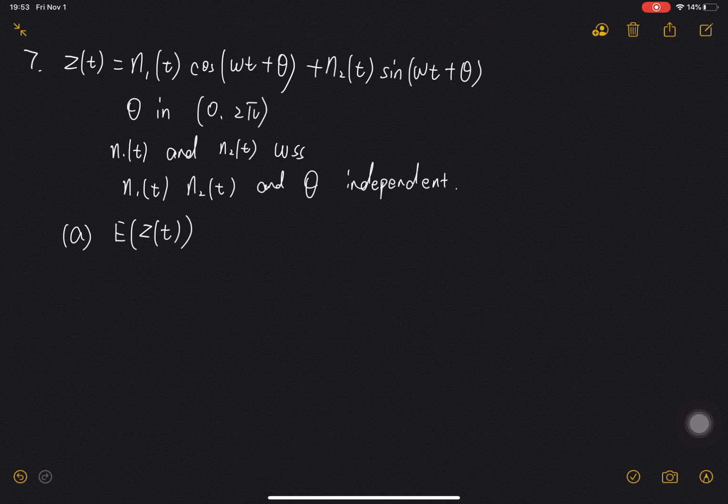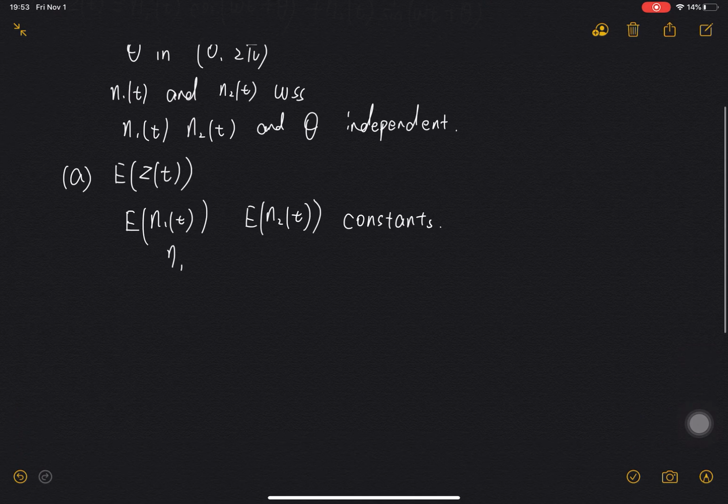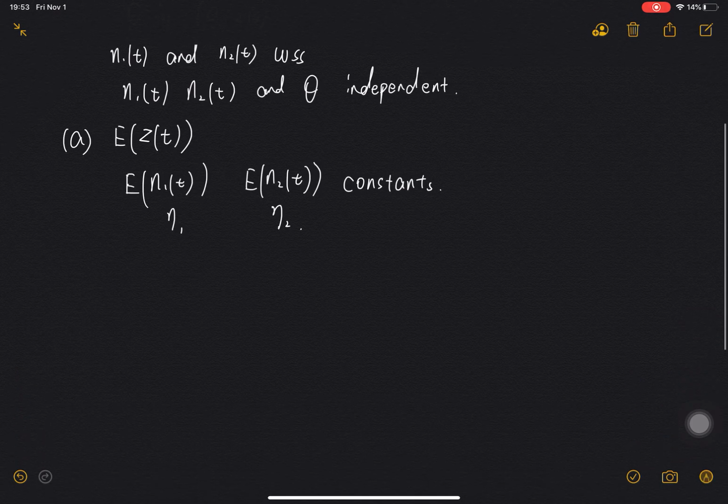So since we know that n1(t) and n2(t) are WSS, we know that the expectation of n1(t) and the expectation of n2(t) should be constants, right? So let's write this down. Let's note the expectation of n1(t) is eta 1, and the expectation of n2(t) is eta 2. And the expectation of z(t) can be written in another form as this.